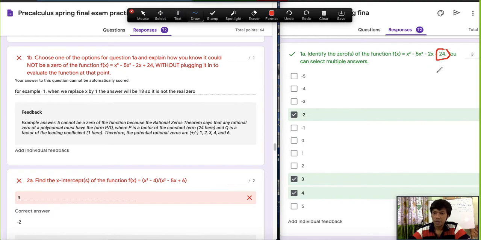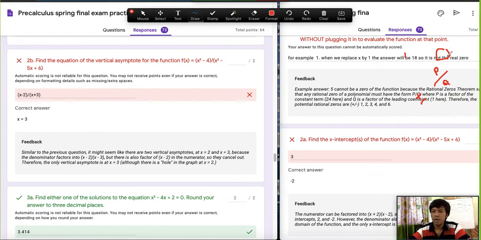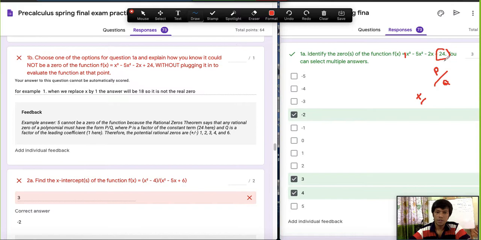As you know, there is a rule, the P by Q rule. The factor of 24 is P, the factor of the leading coefficient, which is 1 here, is Q, and all the answers will be plus minus P by Q shape.